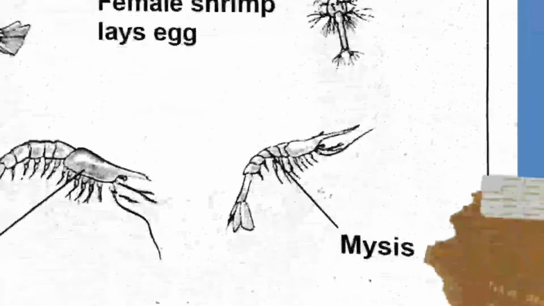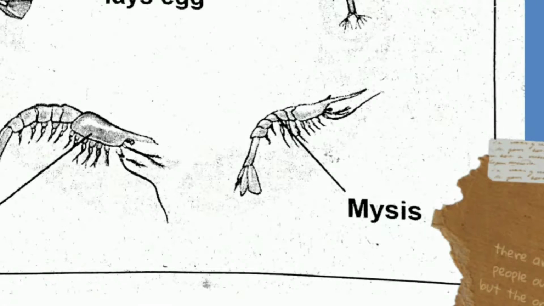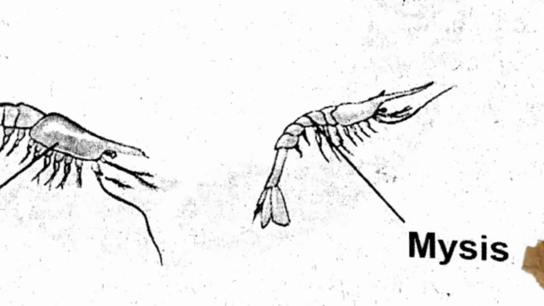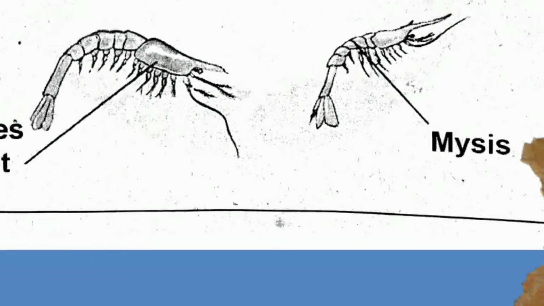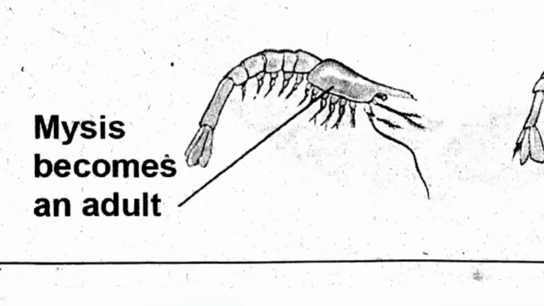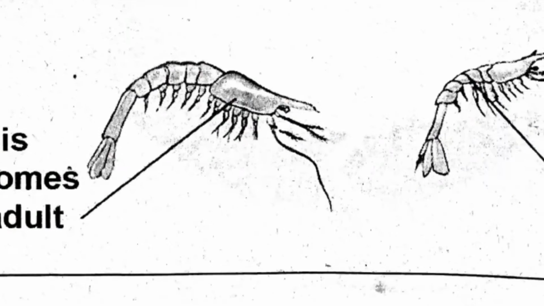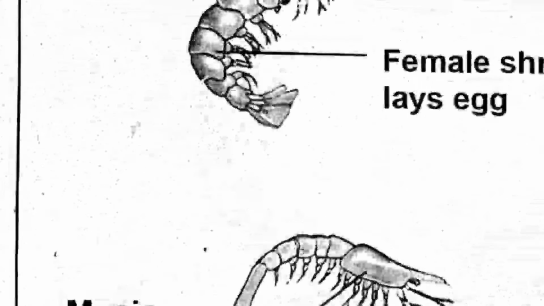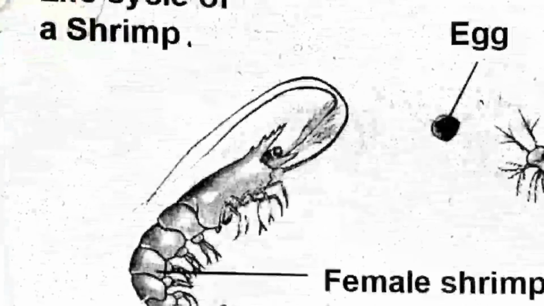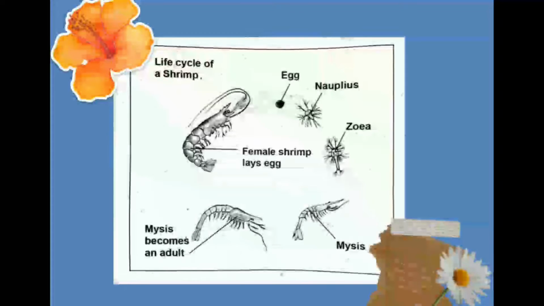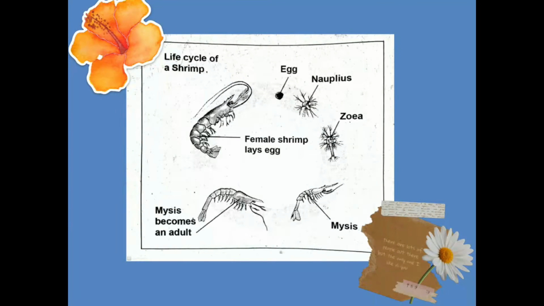Meron tayong background. So, mysis. Medyo maliit na shrimp siya. But pero hindi pa siya ganito ka-complete. So, hindi pa to fully grown. Mysis pa lang siya. Mag-next tayo. Mysis becomes an adult. So, medyo na-develop na siya. Lumalaki na. And female shrimp lays egg. So, dito nagle-lays ng egg ang ating mga shrimp. So, ito ang ating pinaka-adult. So, yan ang ating life cycles of a shrimp.